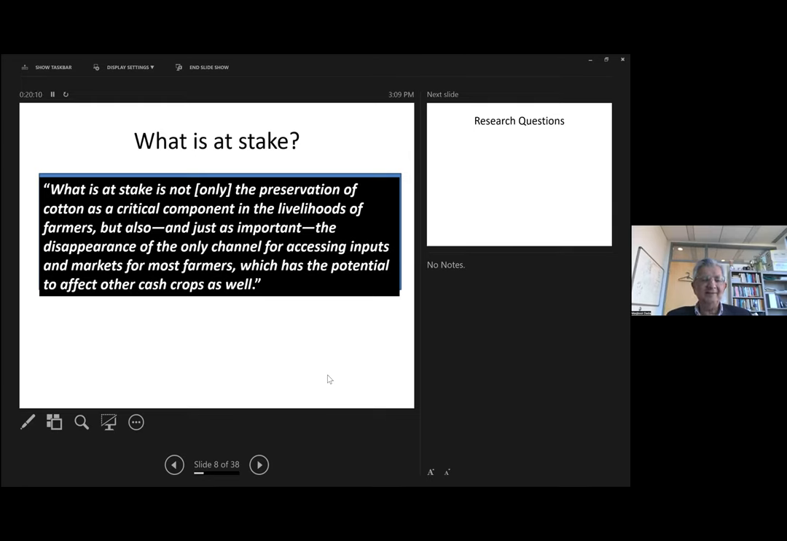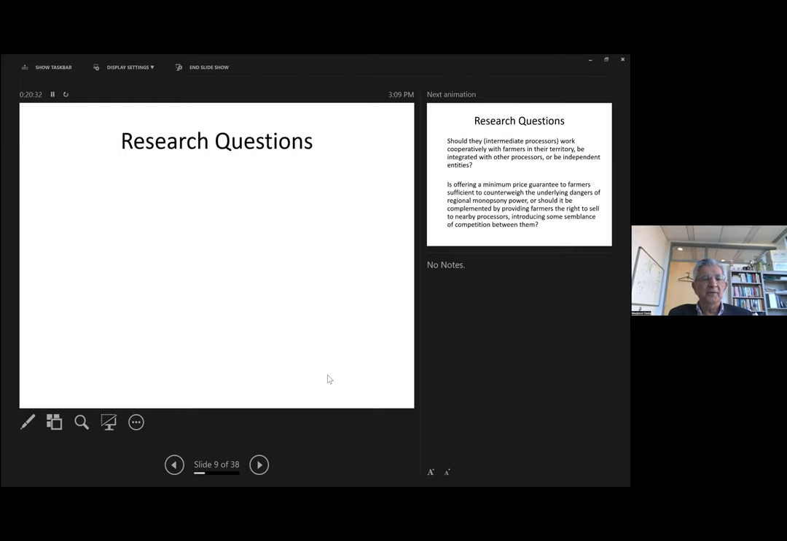But once we studied the problem, this issue shows up in many, many agricultural industries. So we can abstract from it a little bit, and instead of just focusing on farmers raising cotton and ginners, we can just think of a crop and an intermediate processor. Okay, so we are interested in these types of questions. The questions kind of evolved in parallel, and sometimes they preceded the analysis. Sometimes they came as we made progress in the modeling.